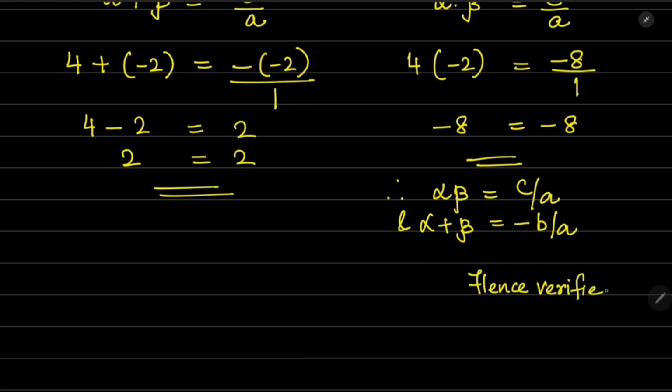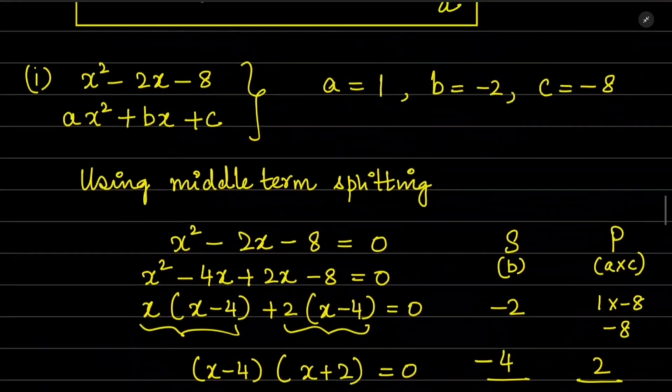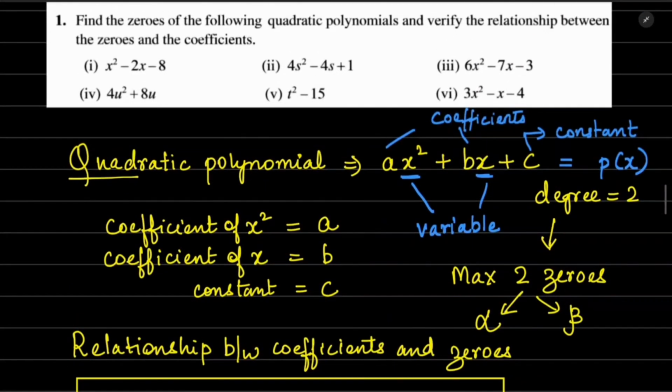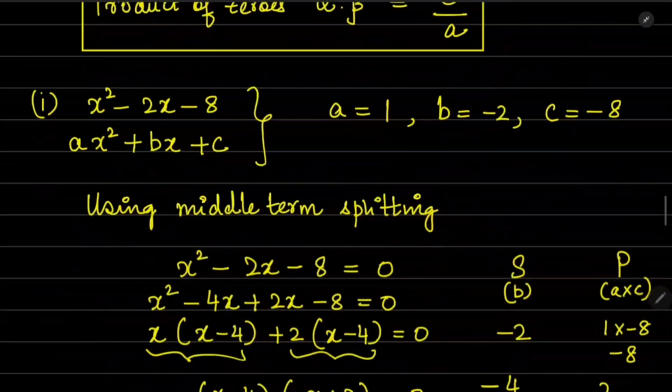So this completes your first question. I hope you understood. All the other questions are of the same format. Now let us do the second question. What is the second question? 4s square minus 4s plus 1. Okay, so let us do that.